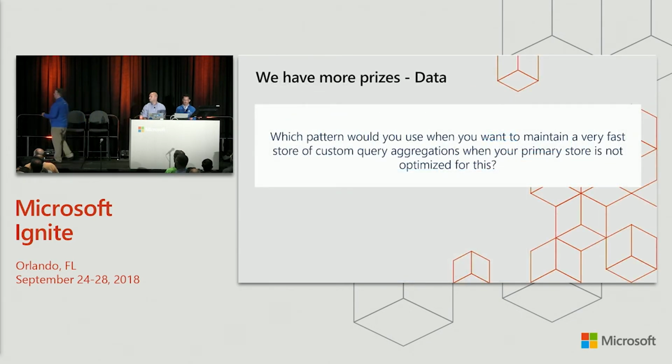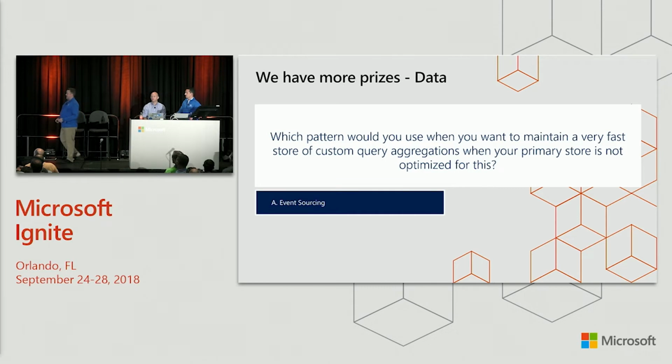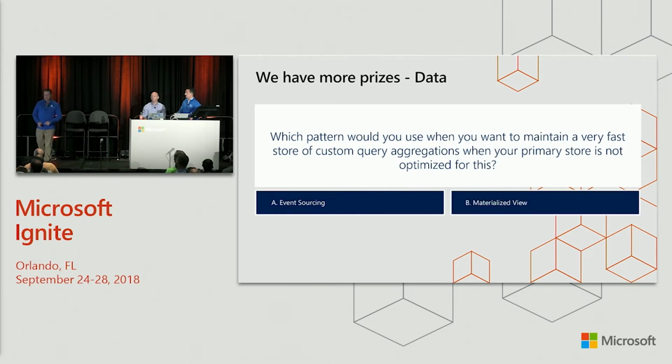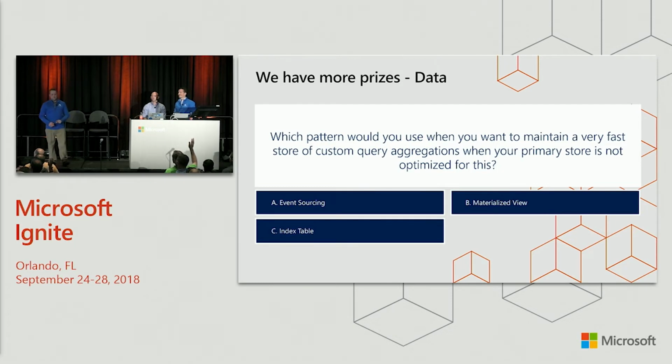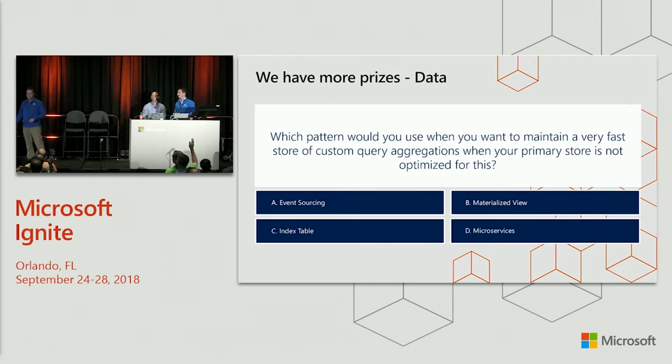But you can use it in an application or just simply to speed up reporting in an infrastructure-style environment. Okay, so last comment from me, last prize. Which pattern would you use when you want to maintain a very fast store of custom query aggregations when your primary store isn't optimized for that? Is it A, event sourcing? B, materialized view? C, index table? Or D, microservices? 1, 2, 3.